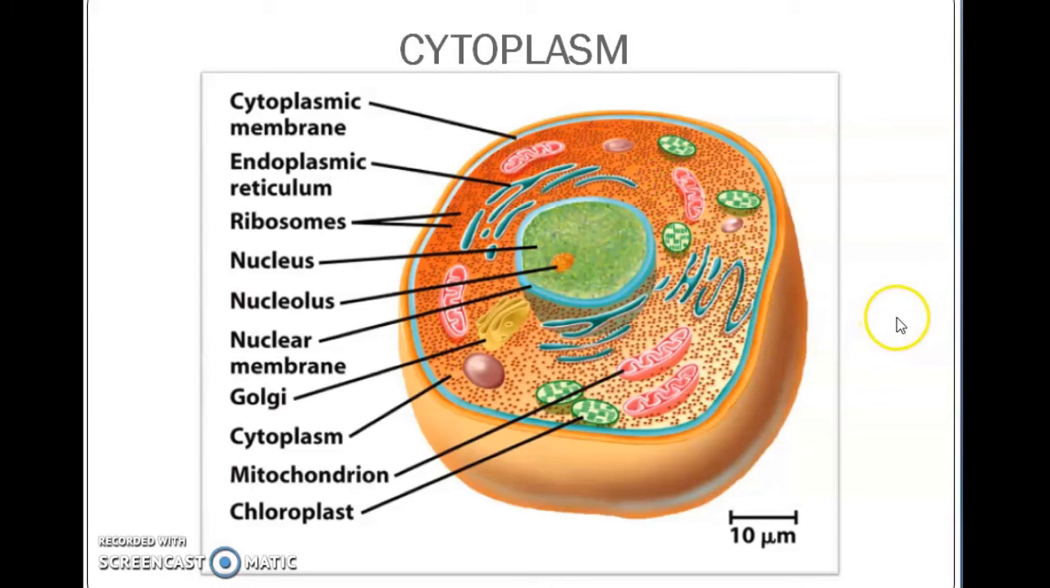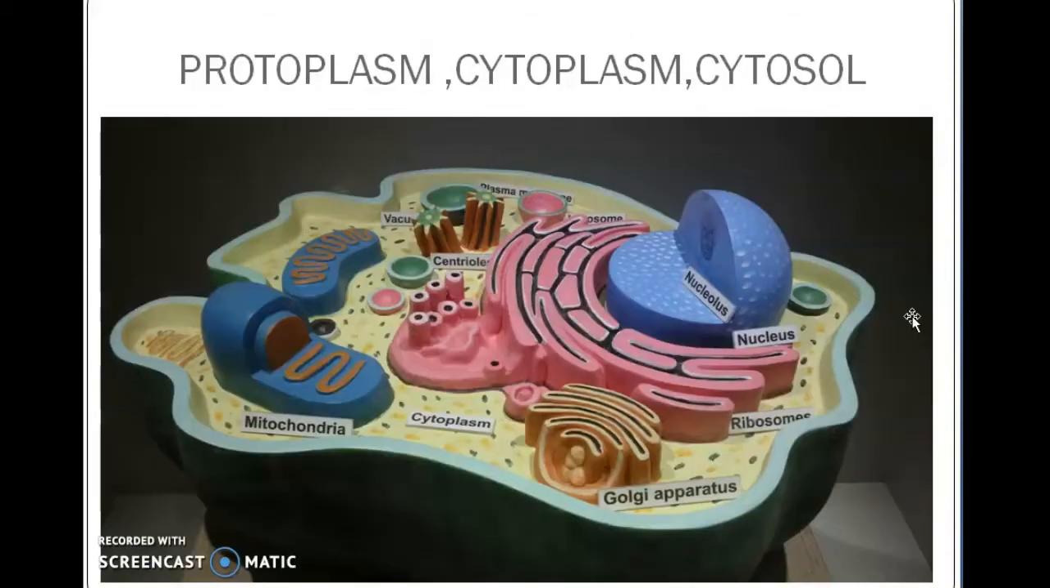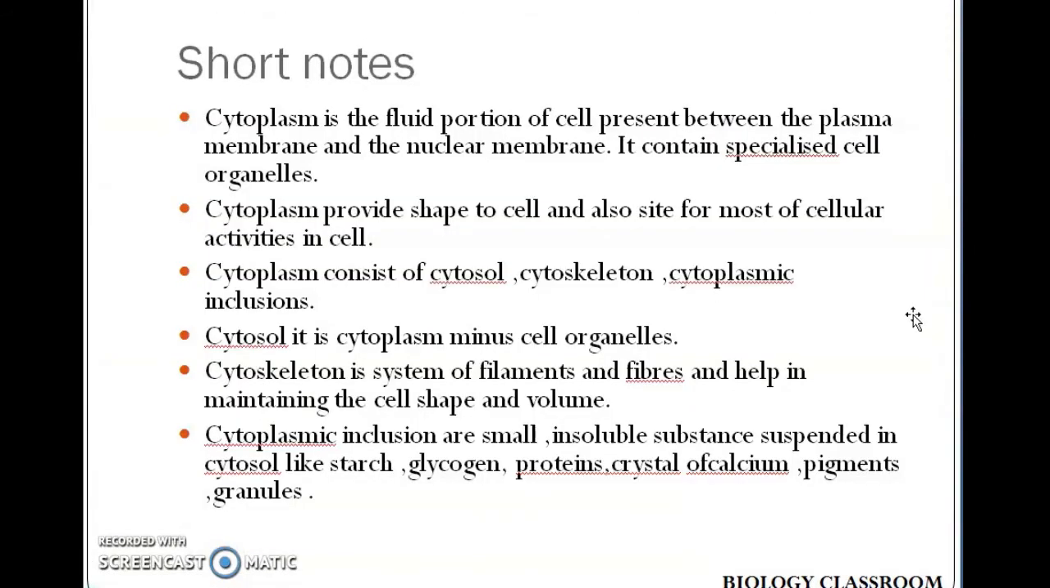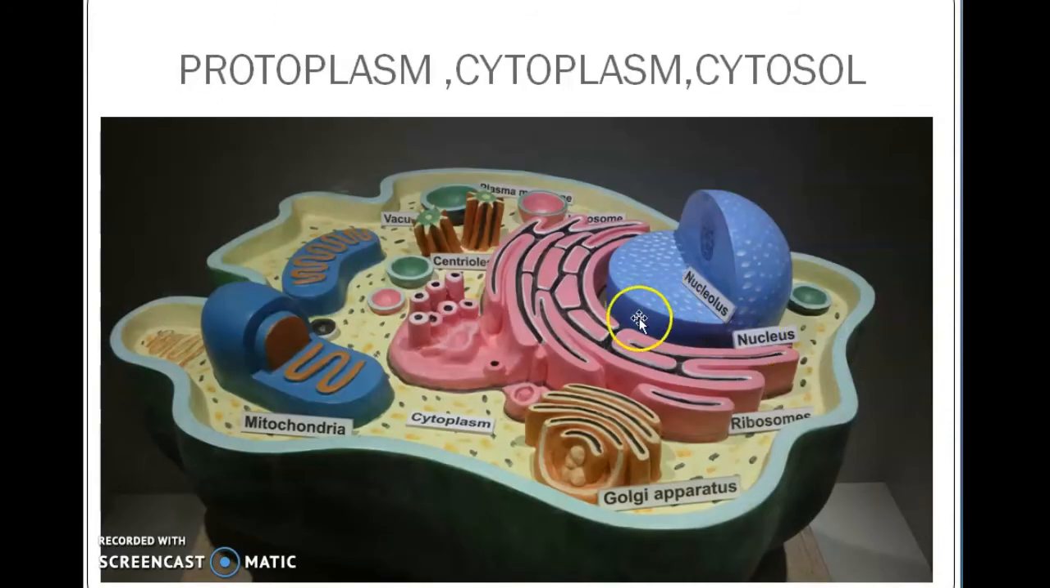One more thing that most of the students get confused about is what is cytoplasm, what is protoplasm, and what is cytosol. So let me clear that once again. This is the 3D model of a cell, and in this cell you will see what I have written: the protoplasm, cytoplasm and cytosol. Listen carefully to what I am saying here. This is the plasma membrane, you all know. This is the outer boundary. This is the nucleus, and these all are the cell organelles that are present in the cytoplasm.